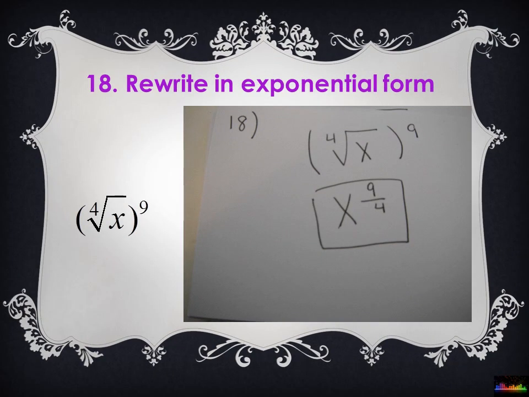This problem wants us to rewrite an exponential form. The key to this is remembering that the square root of x is actually equal to x to the 1 over 2. So squaring essentially means that there's 2 outside of the square root, and there is a 1 in the exponent. So what we do is we take the base and we raise it to the exponent over the index, which is the number out front of the square root. So we get x to the 9 over 4.